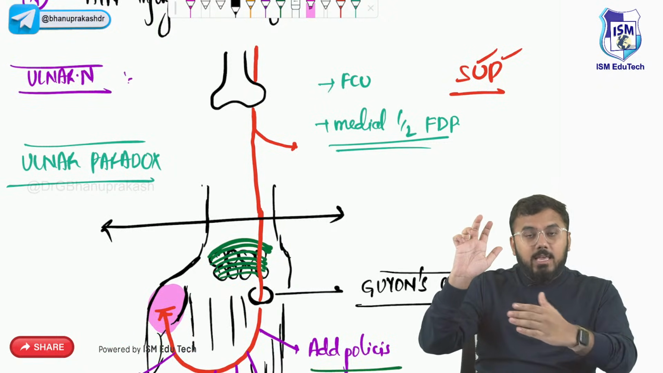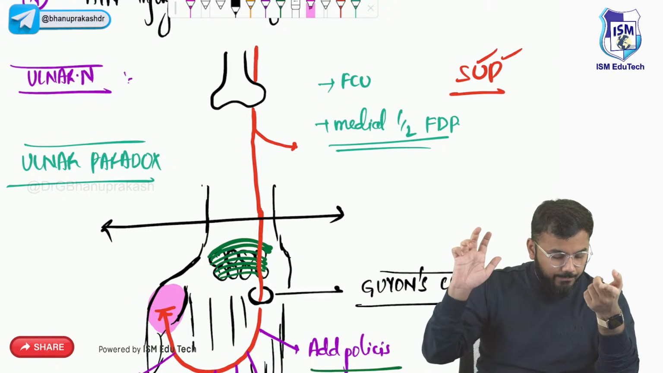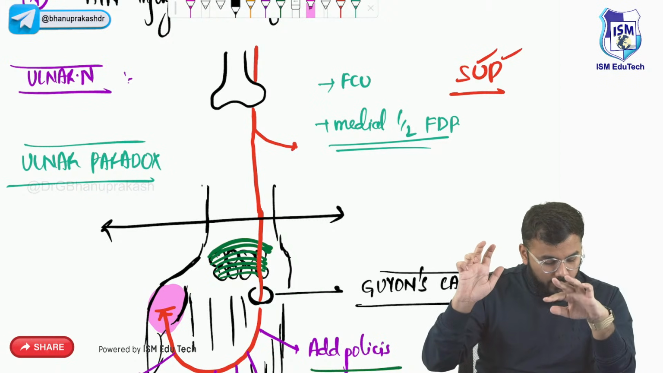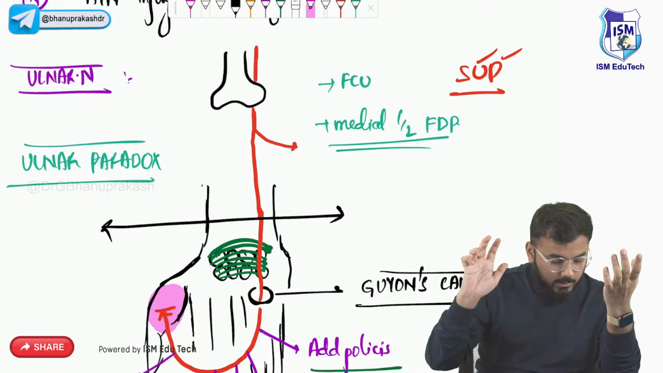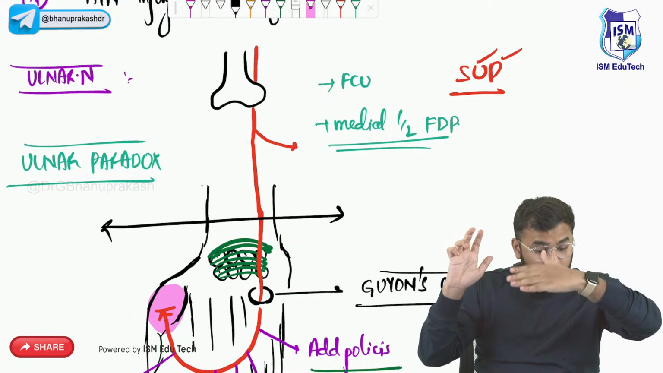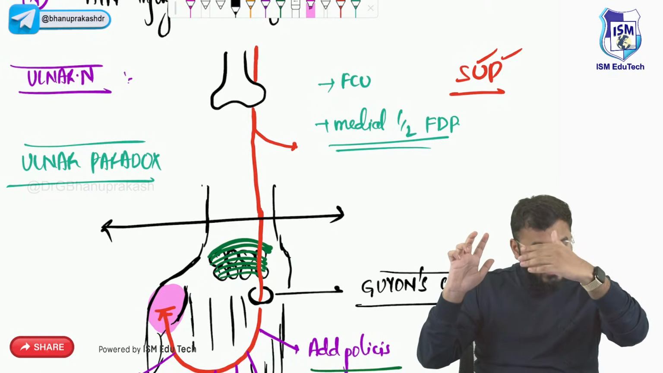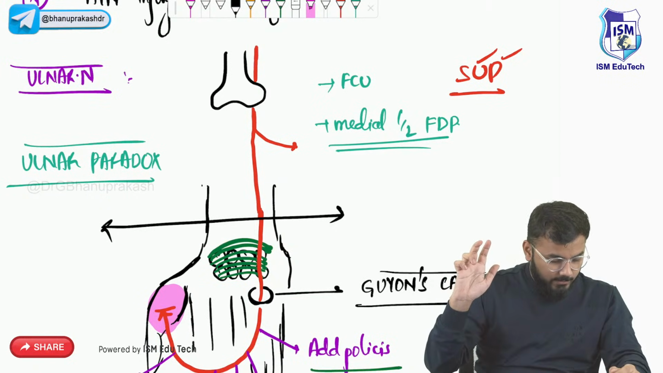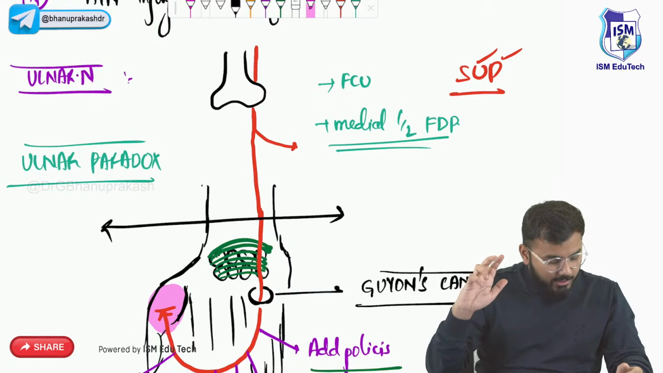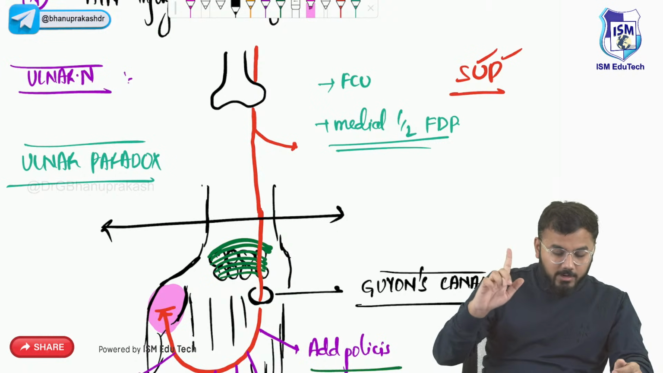Above the level of the wrist, is the medial half of flexor digitorum profundus working or not? Just tell me yes or no. If the injury is at the level of the wrist, is the medial half of flexor digitorum profundus working or not working? Adil, Shivanshu, working. Dr. Rahul Yadav is right, working.